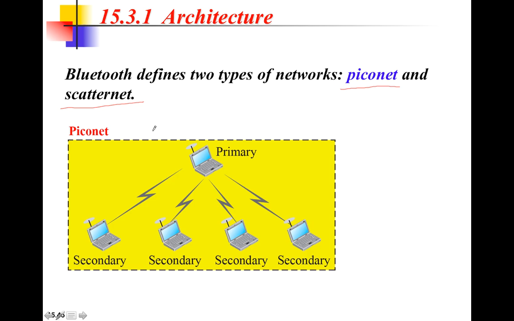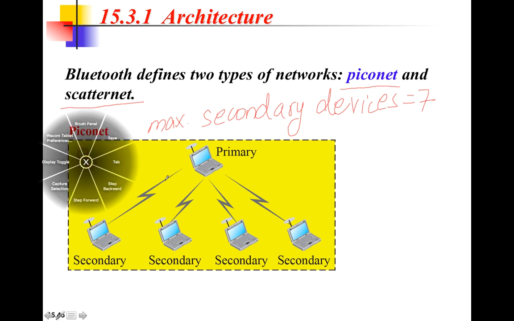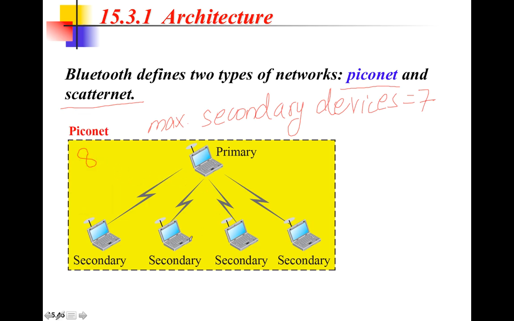So the maximum secondary devices we can have is 7. And including the primary, the maximum number of devices in a piconet will be 8. Okay? 8 devices in one piconet.